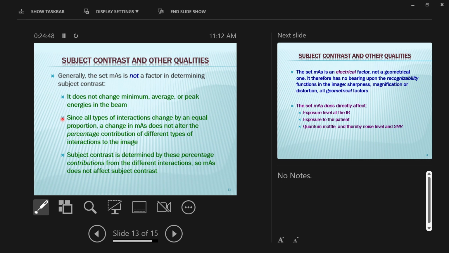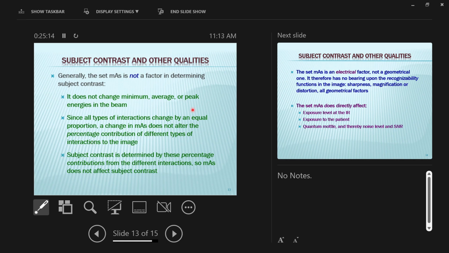Bone versus muscle, right? Add mass, both get denser equally, proportionally. Change in mAs does not alter the percentage contribution of the different types of interactions to the image. That's just a fancier way of saying what I just said. Subject contrast is determined by the percentage contributions from the different interactions. Again, just a fancier way of saying as you double mass, both structures get darker together, okay?